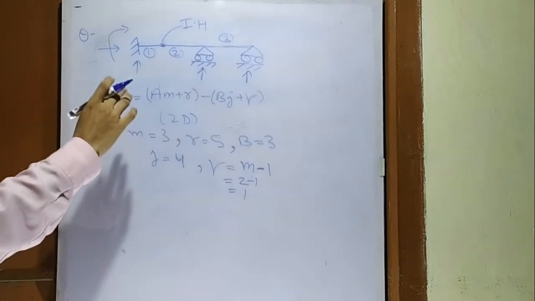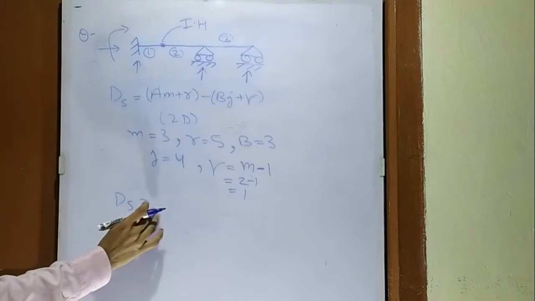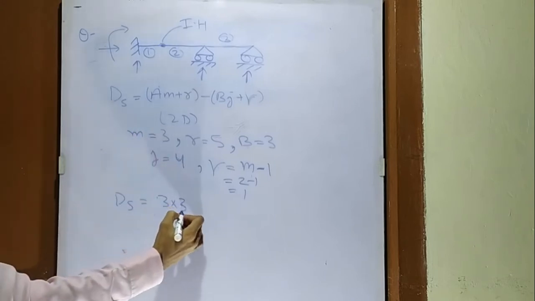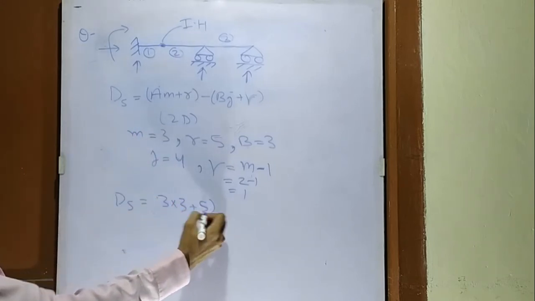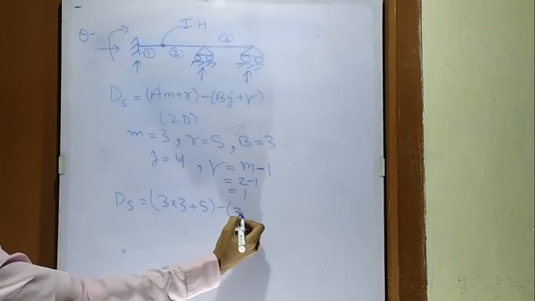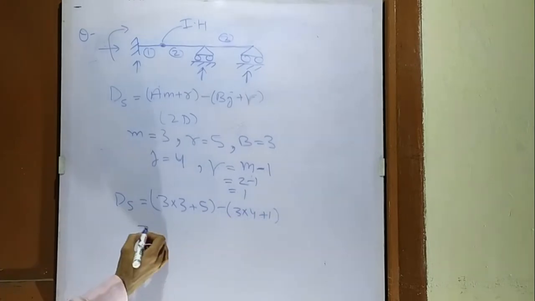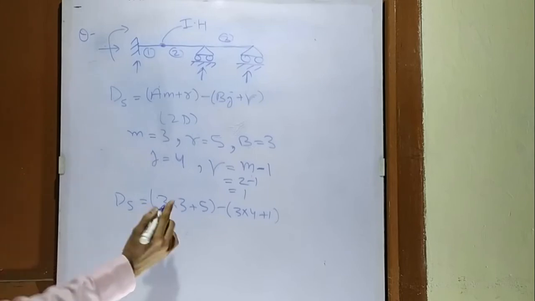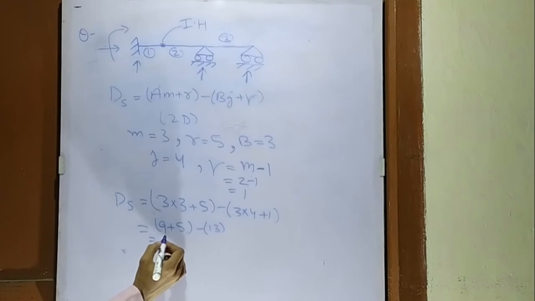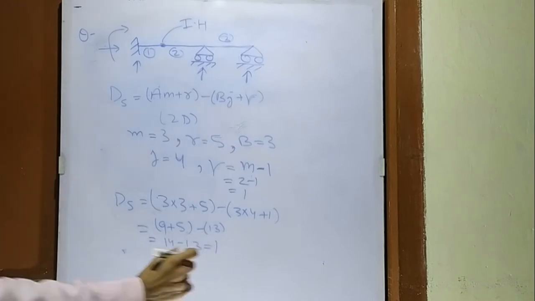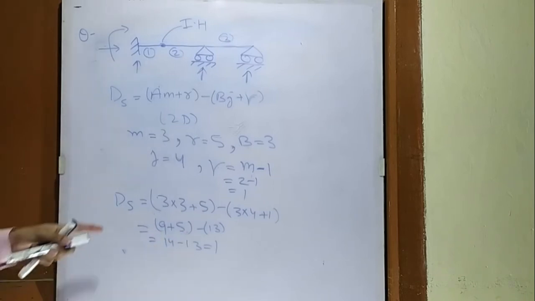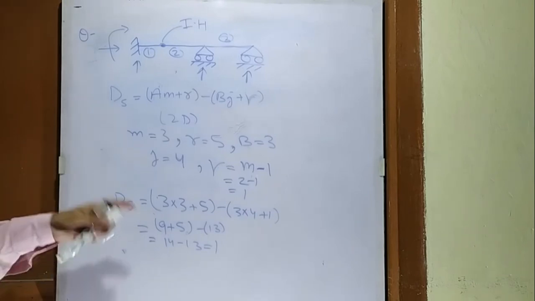Now we will just put all these values in the formula. So the formula is am. A is 3, and m is also 3, and r is 5 minus b. B is 3 and j is 4, 3 into 4 plus 1. Now we calculate these values. 3 into 3, 9 plus 5 minus 13, and this comes out to be 1. So this is a very simple example, and we can calculate the degree of static indeterminacy very simply.